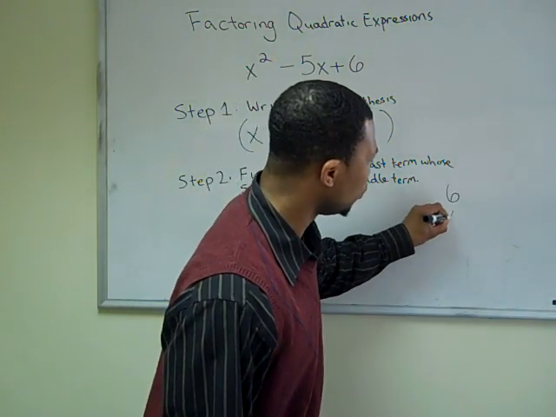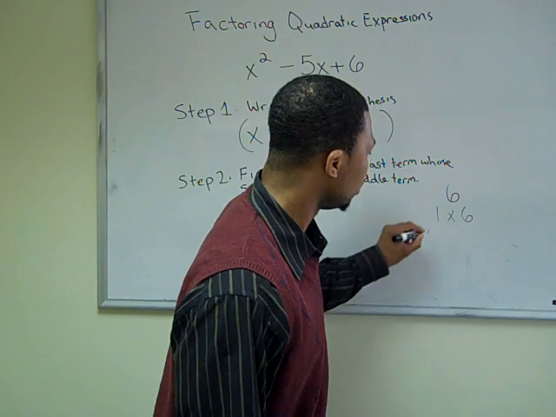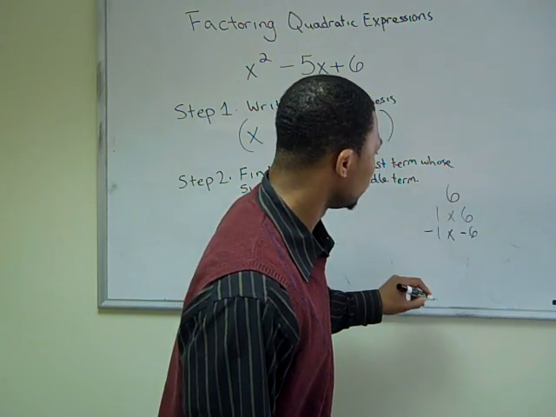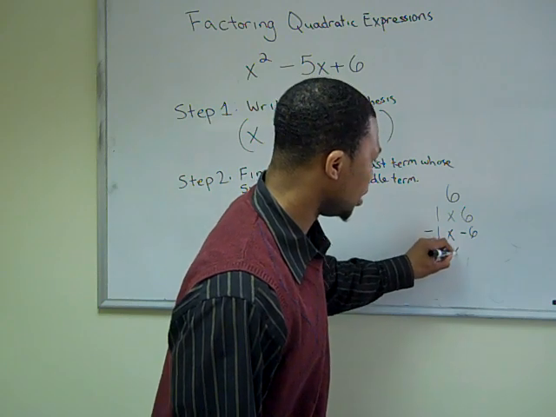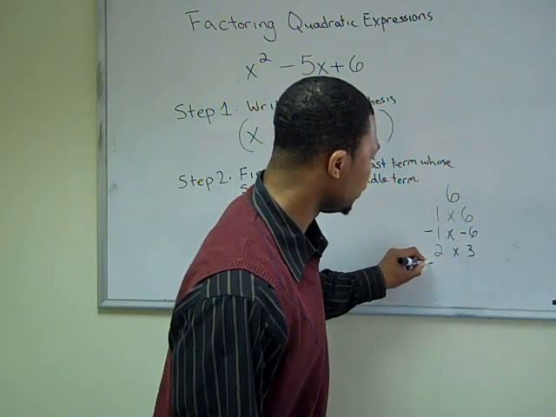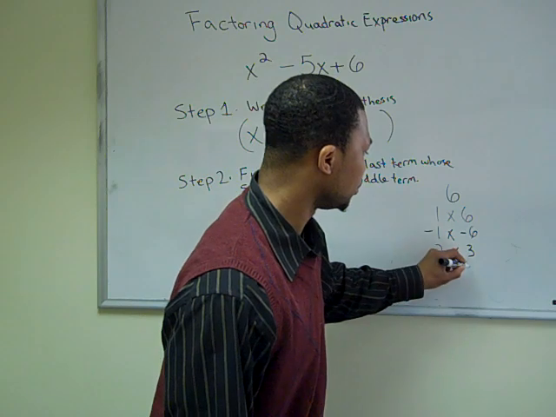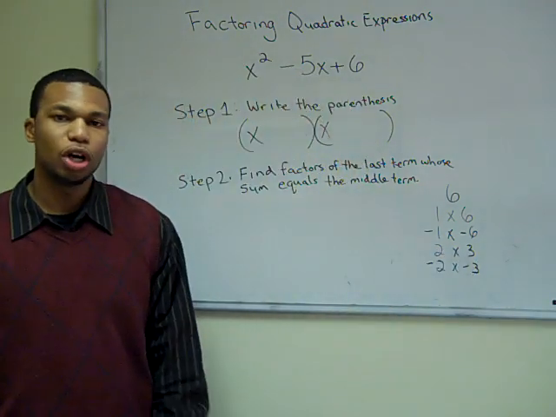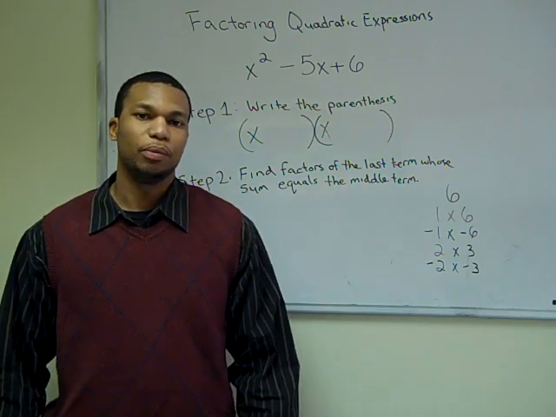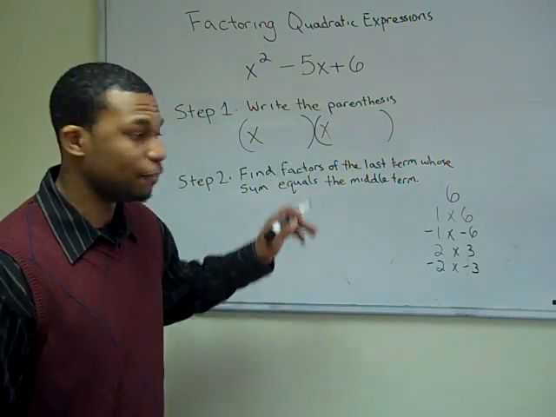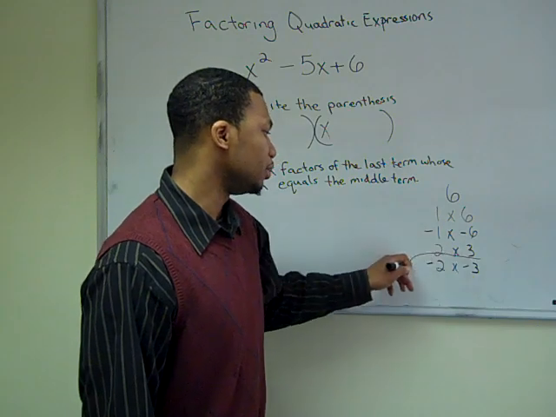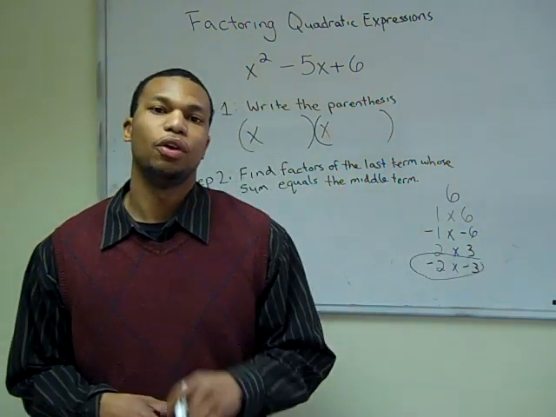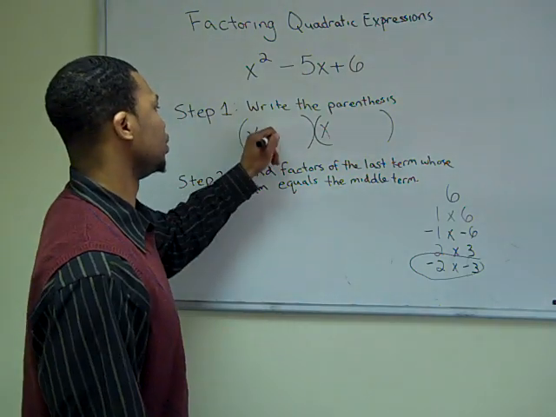So we have positive 1 times positive 6. We have negative 1 times negative 6. We have positive 2 times 3. And we have negative 2 times negative 3. So our only combination whose sum will add up to give us negative 5 is negative 2 times negative 3. So therefore, we're going to put those inside of the parentheses.